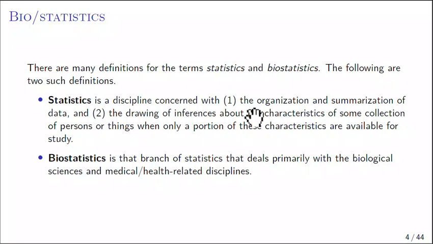So, of course, this is kind of like a description of what statistics is doing. And for biostatistics, right, it's just that branch of statistics dealing primarily with the biological science and medical or health related disciplines. Of course, biostatistics is a branch of statistics. Statistics is really popular in many fields, right? Biostatistics is one of them. That's the way to understand.